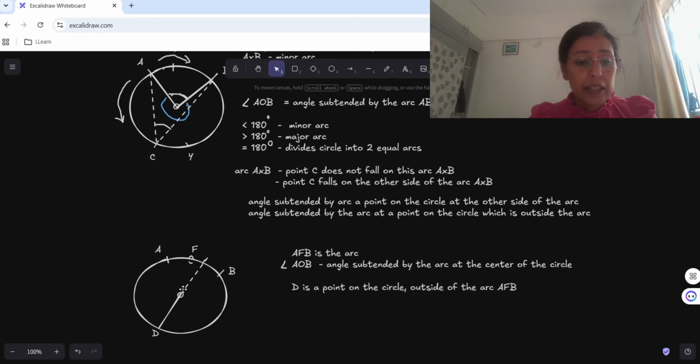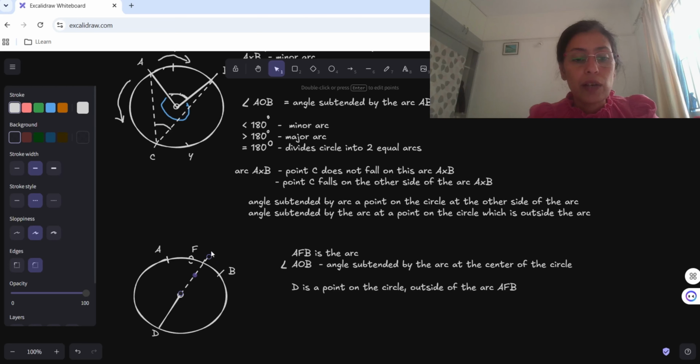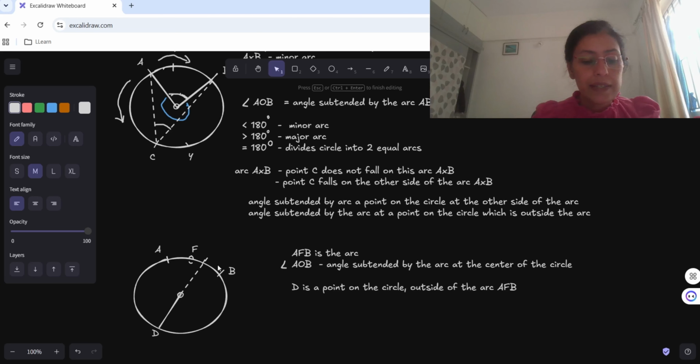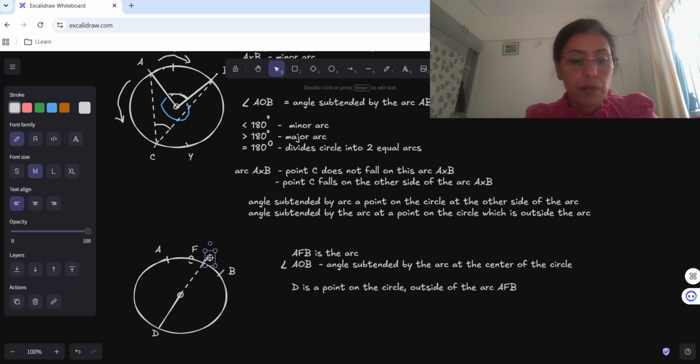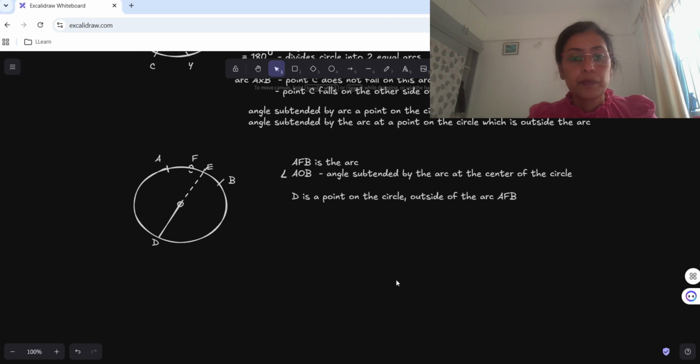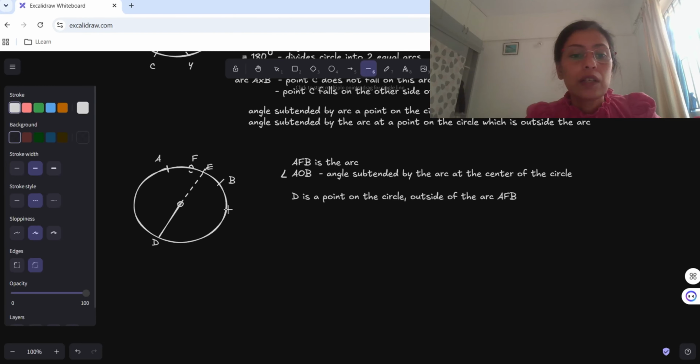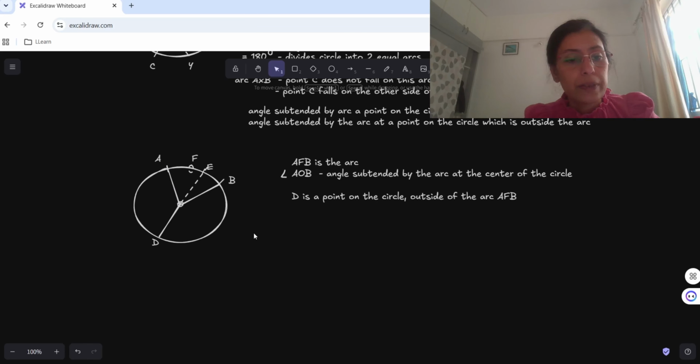Now I'll extend it so that it is intersecting the circle. So OD is extended on the other side so that it cuts the arc AB at some point, and I'll name this point E. So this is our point E. Now we have extended that. Now I'll join OB and I'll also join OA, right?